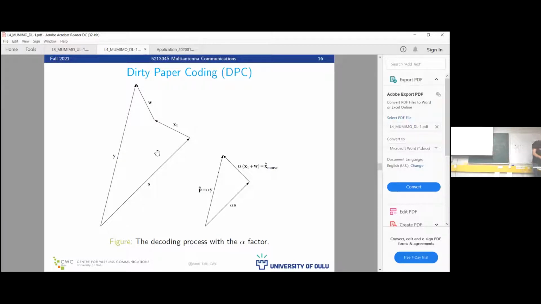As mentioned, the receiver just needs to know the extended constellation. So it finds a point which is closest to p hat in the extended constellation, right? And that's it.